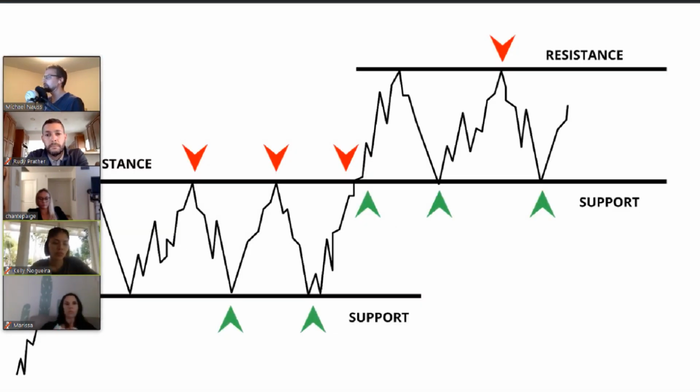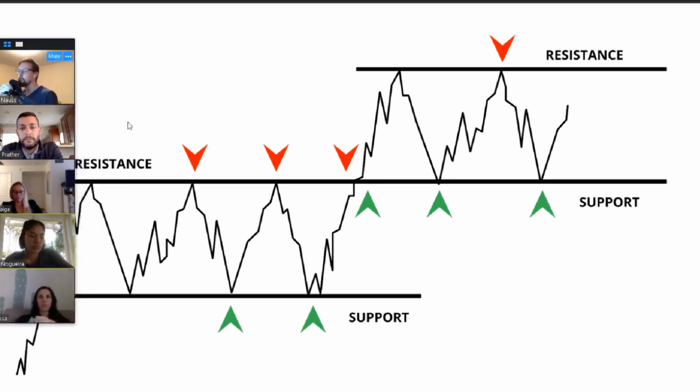So this is the support and resistance concept that we went over last week. Does anyone have any questions or any feedback from their homework or anything like that over last week? No one? Okay, we'll continue on.